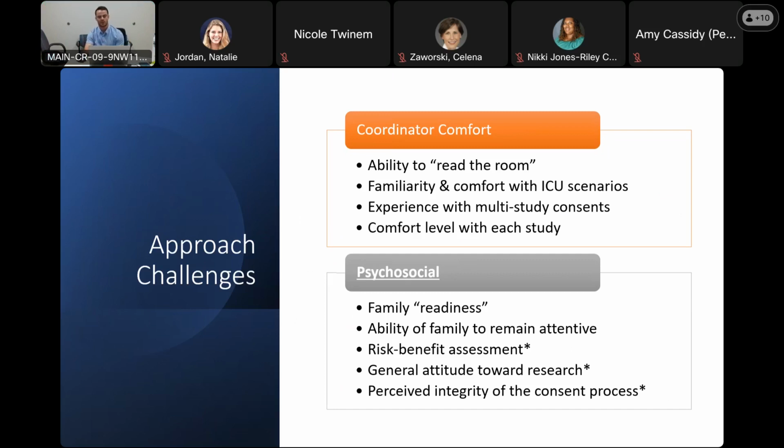Approach challenges. From the research coordinator or assistant side of the house, the coordinator comfort with these approaches. So the ability to read the room, that's taking into account if it's only mom or only dad that you're talking to, or if nurses are in the room and you haven't spoken to them about the number of studies or the quantity of blood or the other study procedures that you might be taking, how they may be reacting to the situation.